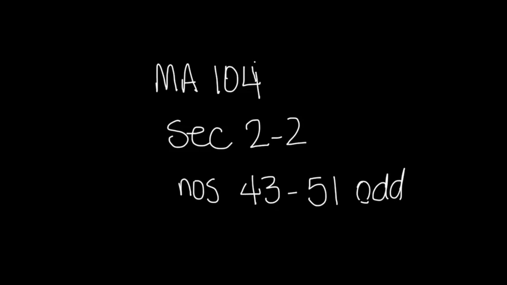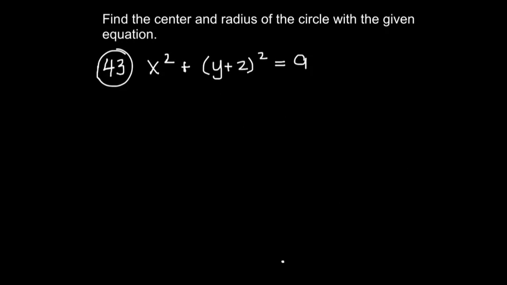This is MA 104, Section 2.2, numbers 43 to 51 odd. We're asked to find the center and the radius of the circle with the given equation.